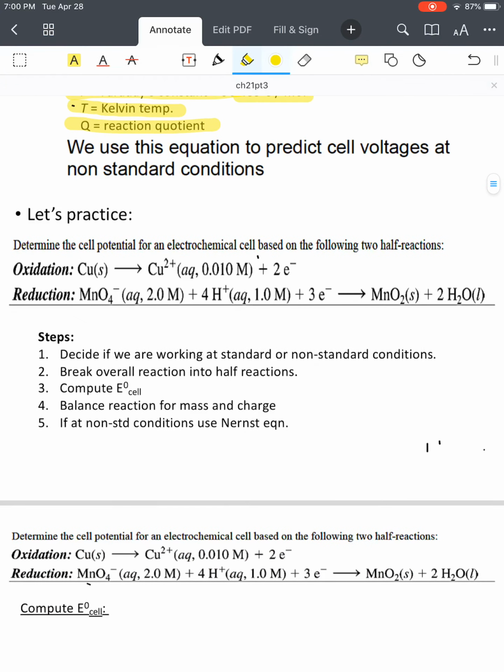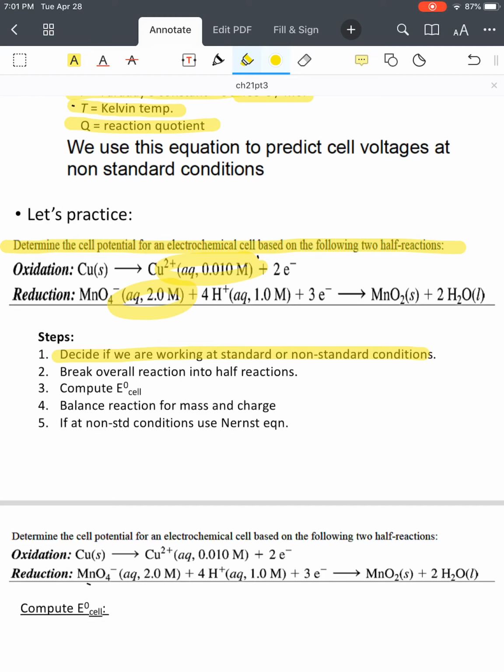Let's practice. To do this, let's determine the cell potential for an electrochemical cell based upon the following two half reactions. We're given one reaction for oxidation, a separate reaction for reduction. We'll have them broken up into half reactions. Now, if we're going to solve for the non-standard cell potential, I guess you can follow this series of steps, okay? The first thing that you really need to do to solve any cell potential, figure out if we're working at standard or non-standard conditions. Now, if I go back and look at this problem here and the reactions for the oxidation and the reduction, how could I tell that this is not standard conditions? Just a couple things I cue in on right away. This one.